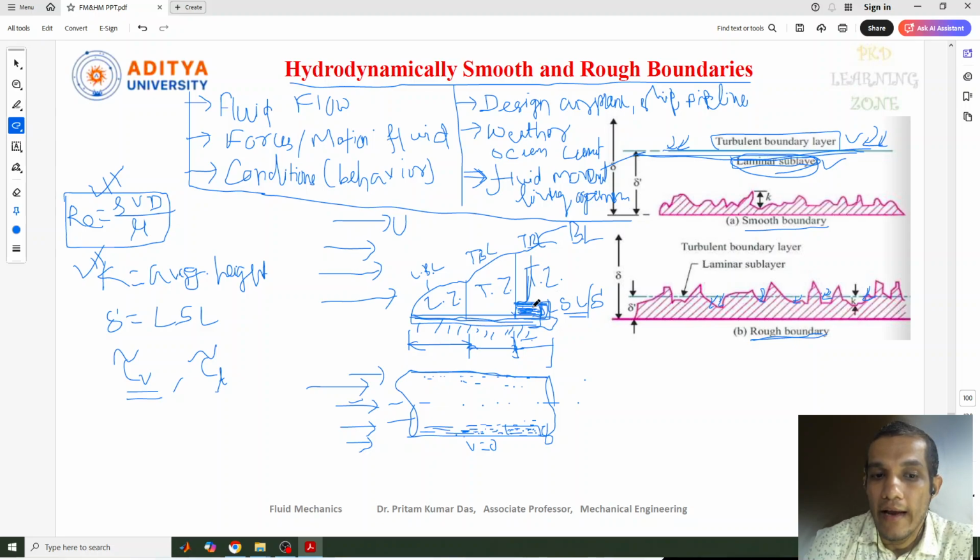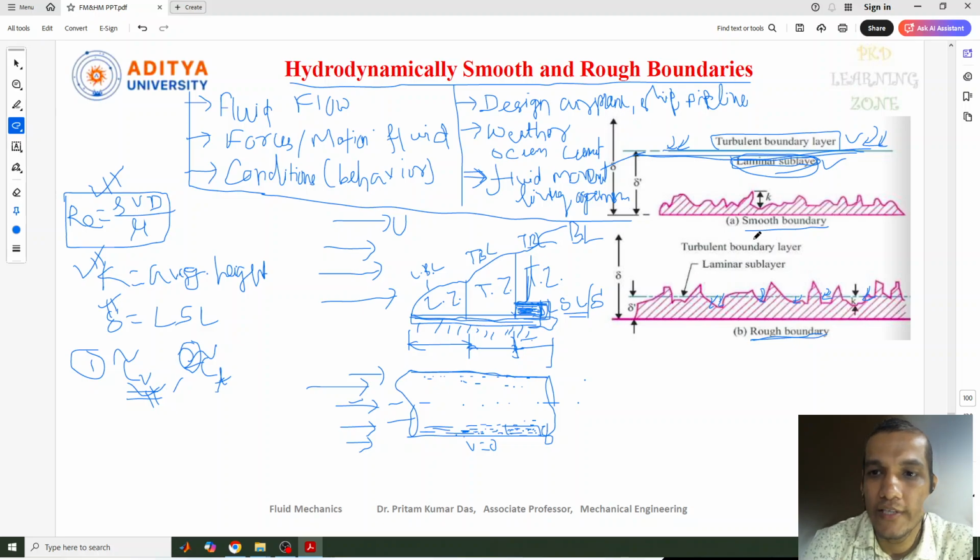Now, up to this height, the effect of viscosity is denoted by this delta star, as I told you, the laminar sublayer. This is the first one. And the second one is the shear stress due to the turbulence, which is very, very large compared to the shear stress due to the viscosity. That is known as the turbulent zone. All these things I already told; I'm telling again for your better clarification.